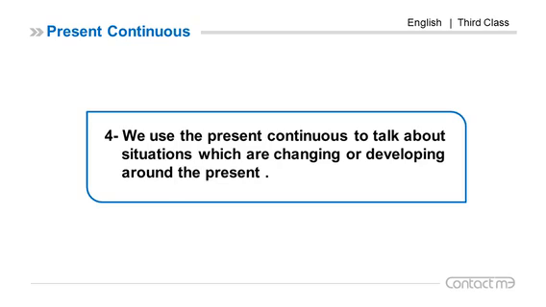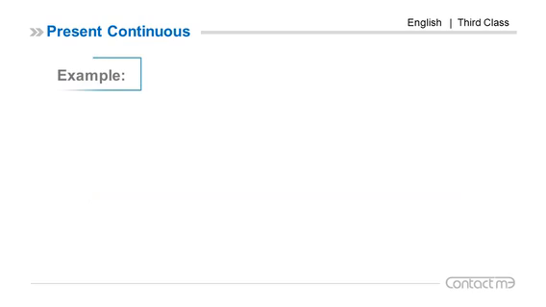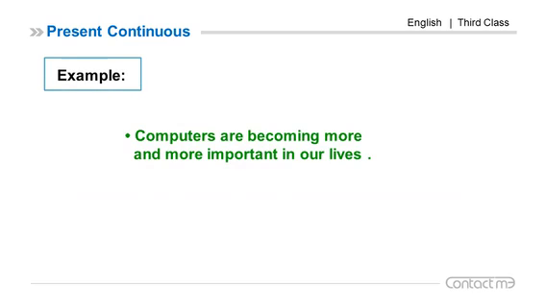Number 4, we use the present continuous to talk about situations which are changing or developing around the present. Example, computers are becoming more and more important in our lives. There is a development in this sentence. Another example, income generating activities are becoming more popular, present continuous.